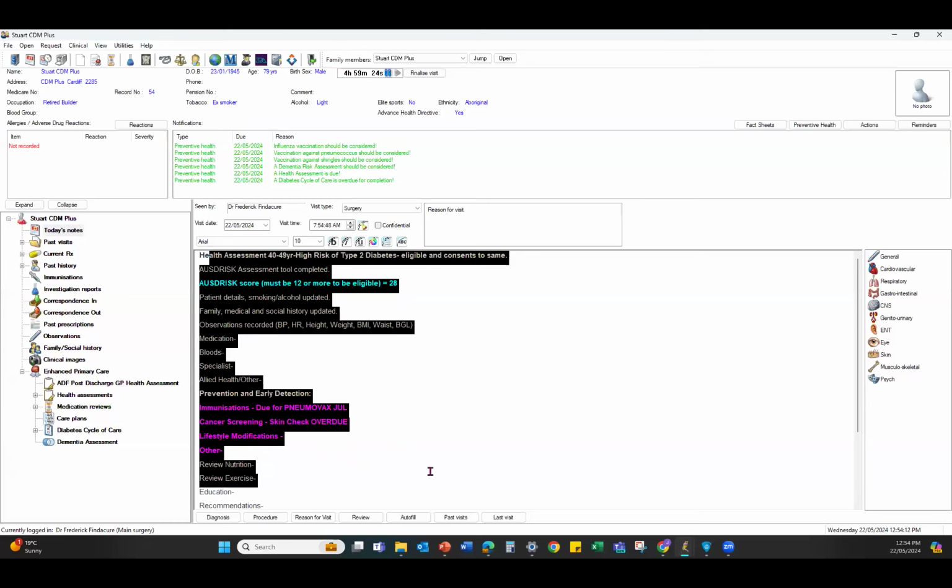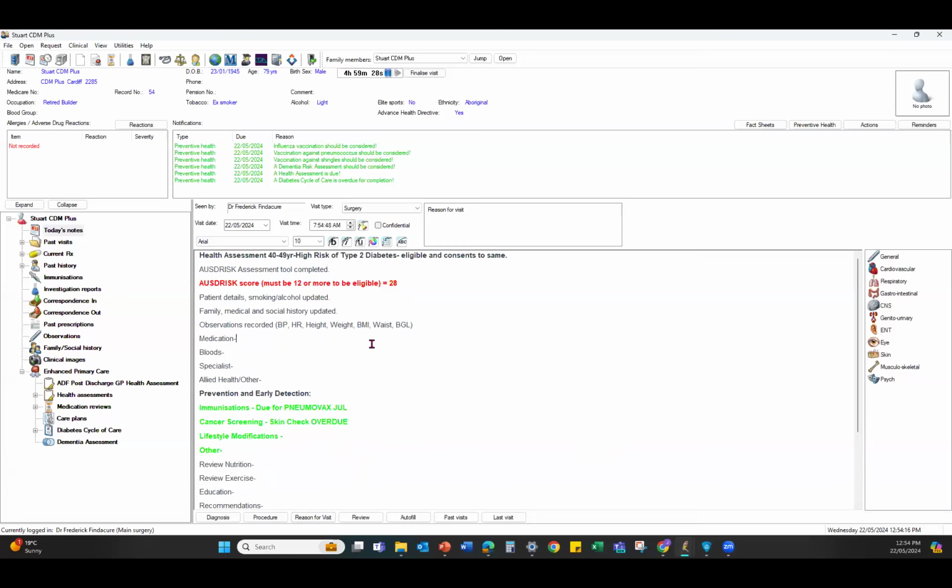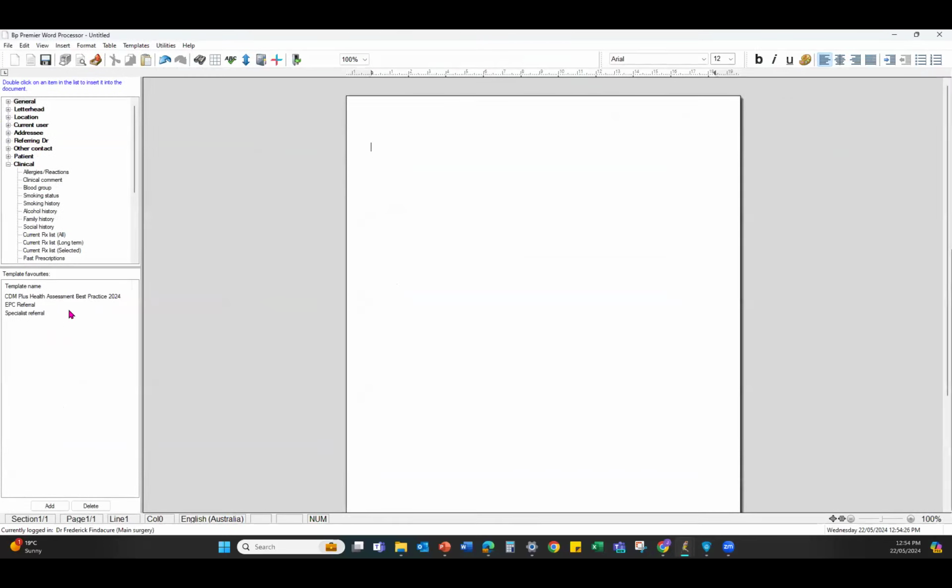Once we've filled out everything, we've recorded the observations, I can then go in and pull this across into a Word document or the letter document if that's what you're using. So some clinics will just use the letter document.